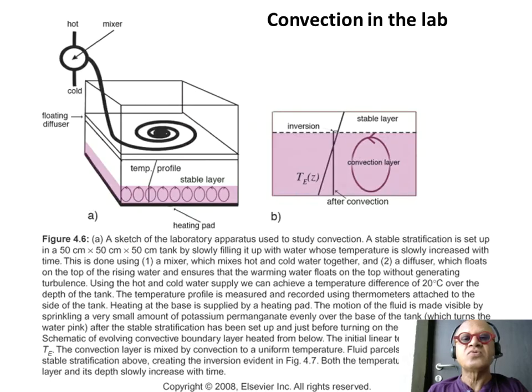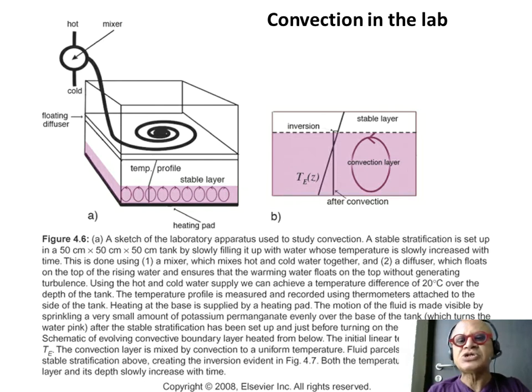Okay, so in the lab, the book provides a beautiful example of how convection can be set up. There is a heating pad at the bottom. There is some potassium permanganate put in to make the flow visible. There is a mixer at the top to prevent diffusion and mixing of the hot and cold waters to maintain some kind of stratification.